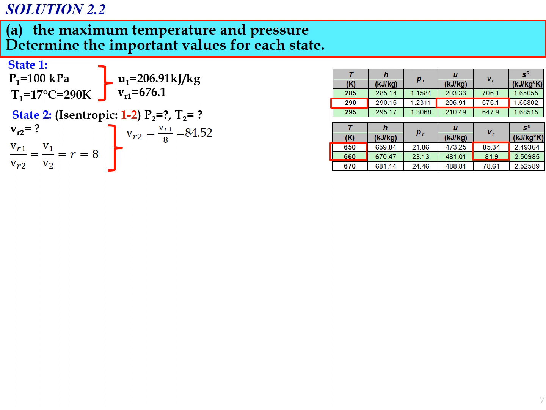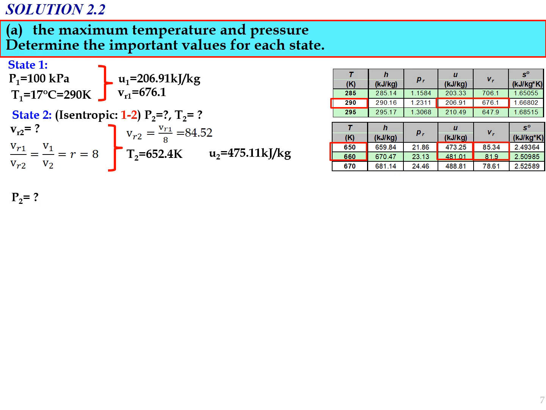Okay, by interpolating the value of VR and also temperature, you will get the value for T2, where T2 equals 652.4 Kelvin. And interpolating the value of VR and also the internal energy U, you can determine the value of U2, which is equal to 475.11 kJ per kg.